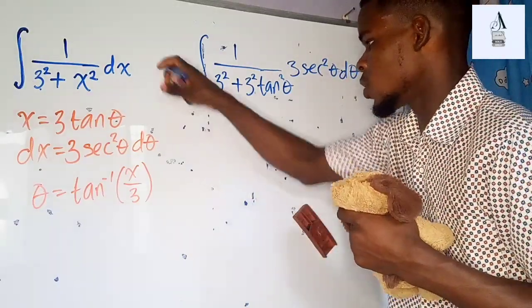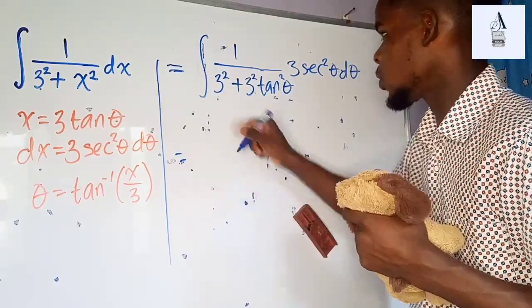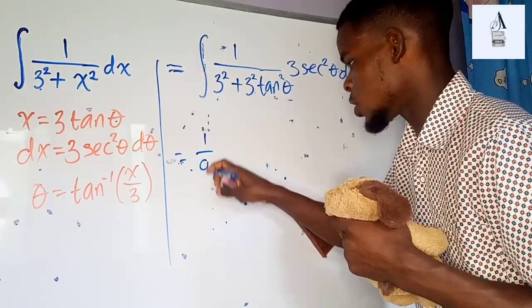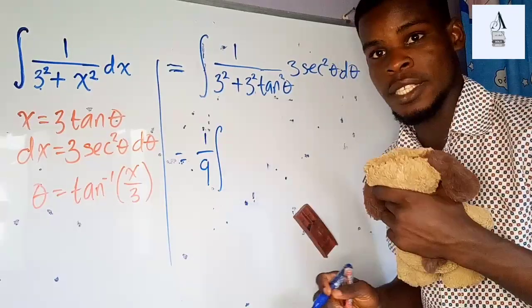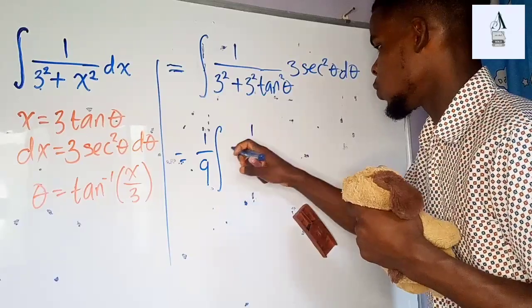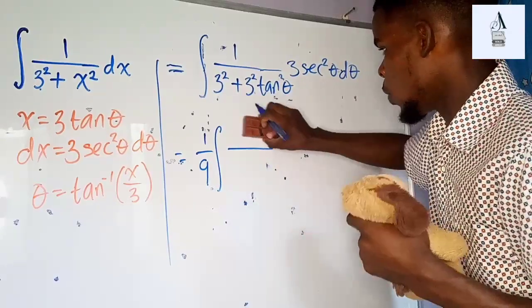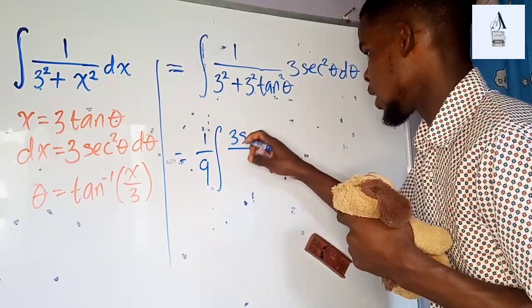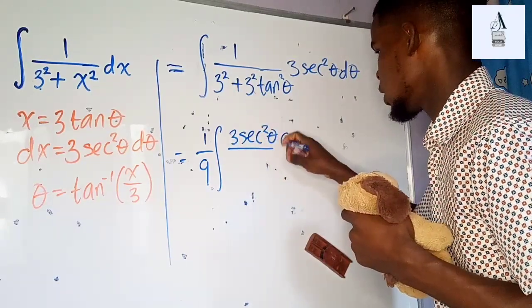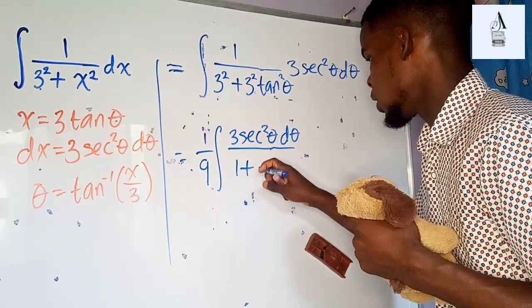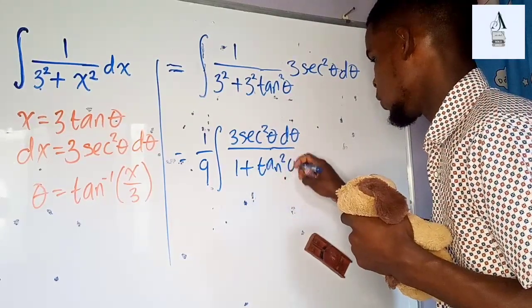In the denominator, we can factor out 3 squared. And we are going to have 1 over 3 squared, which is just 9, and I can push it out of the integral sign, okay? 3 squared, factor it out. And we're going to be left with, in the numerator, 3 secant squared of theta d theta, and then we divide that by 1 plus tangent squared of theta.